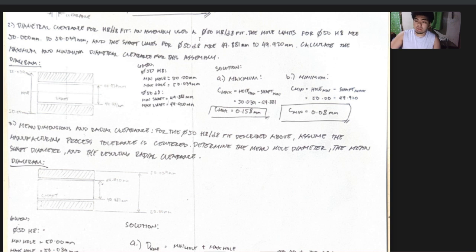An assembly uses a diameter 50 H8 and D8 fit. The hole limits for diameter 50 H8 are 50 mm to 50.039 mm. And the shaft limits for diameter 50 D8 are 49.881 mm to 49.92 mm. Calculate the maximum and minimum diametral clearance for this assembly.